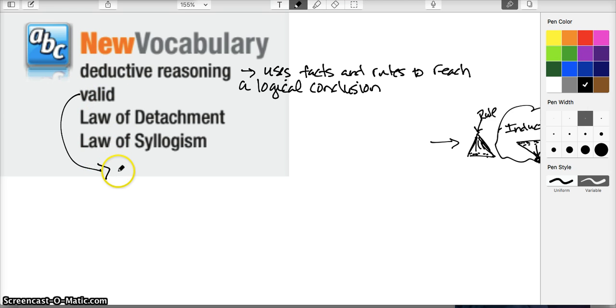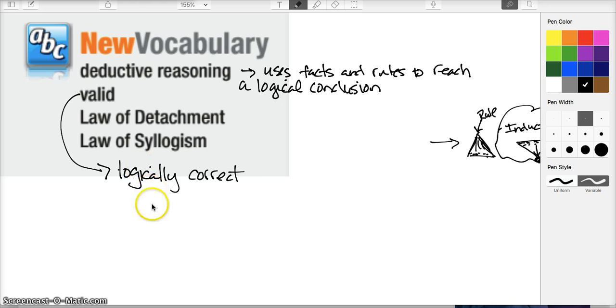So the next term that we're going to talk about is valid. Valid means logical or it makes sense. So when we talk about things being valid, we mean it's logically correct, meaning we can deduce it from the information given. It makes sense. It's valid. It's true. The next two terms are kind of involved, so let's make sure they make sense to us.